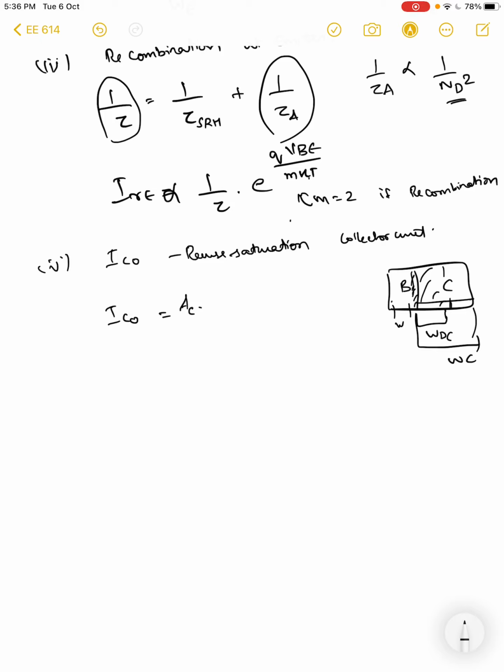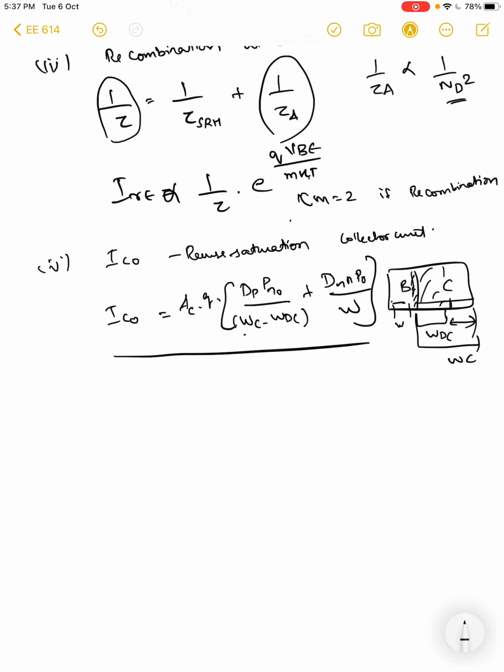A C, width of the collector, q Dp pn naught by WC minus WDC. So basically it is the diffusion of the holes in the n-type region, right, plus Dn np naught by W being diffusion of electrons in the p-type region, right? So this will be the total IC naught.